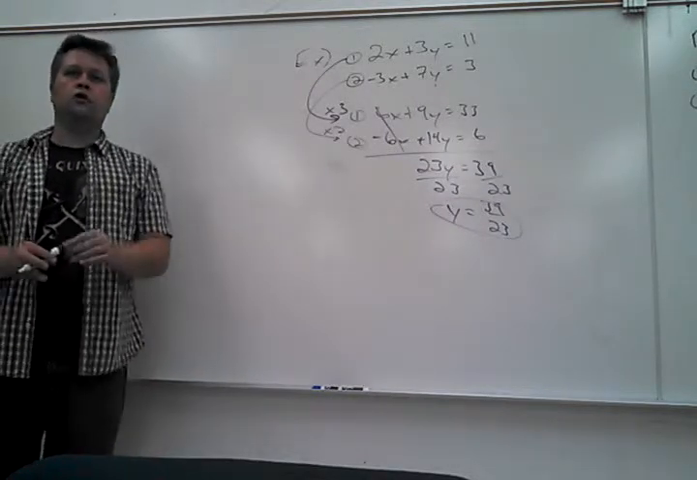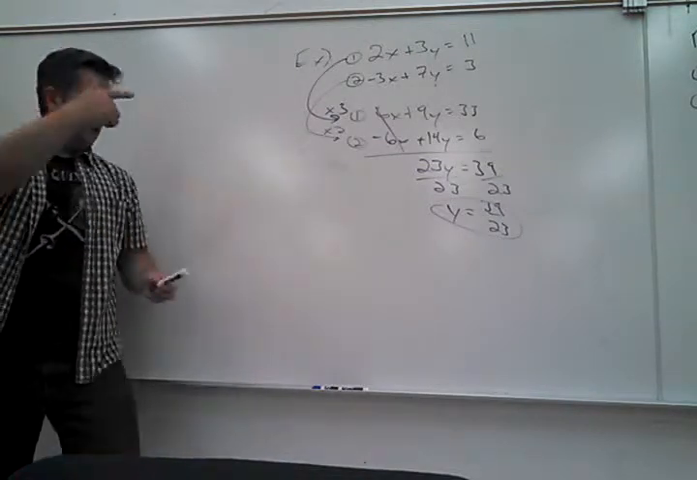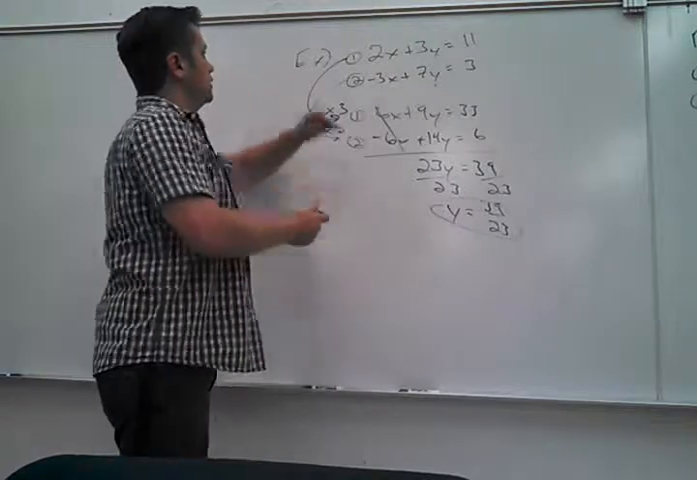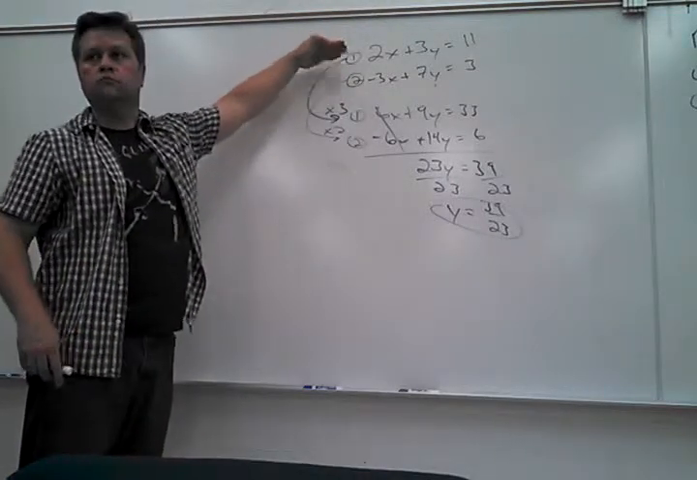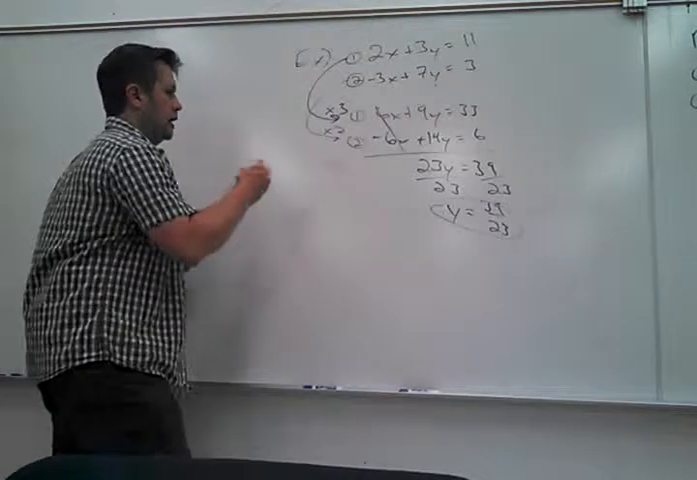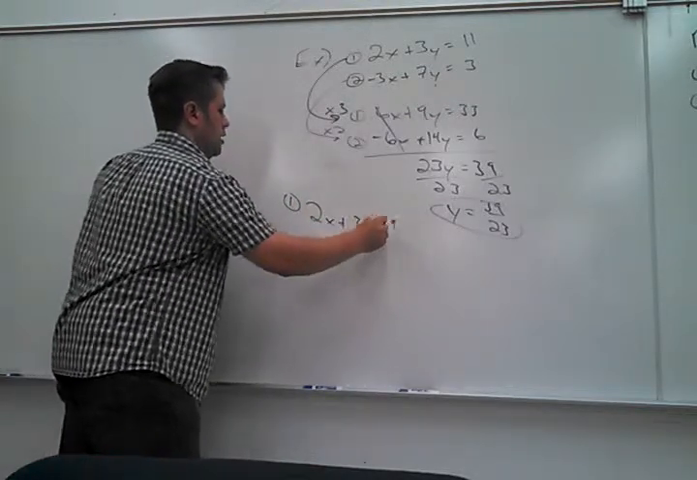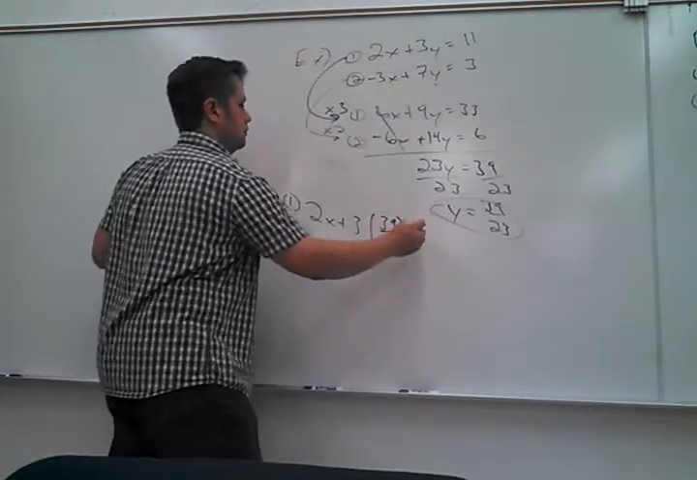So what's wrong so far? What do I have to do now? Now you have to plug back in. Now I've got to figure out what x is. You get to pick whichever one of these you want. I would say maybe the first one. And I've got to plug that in to figure it out. 2x plus 3 times y, but y is 39/23.